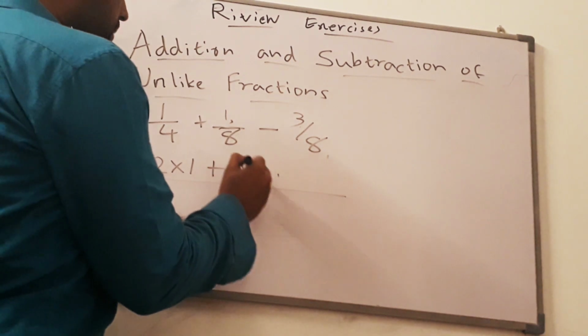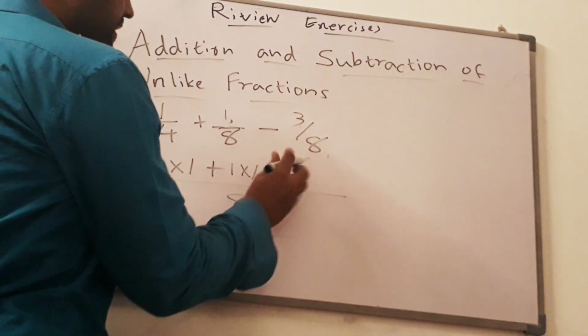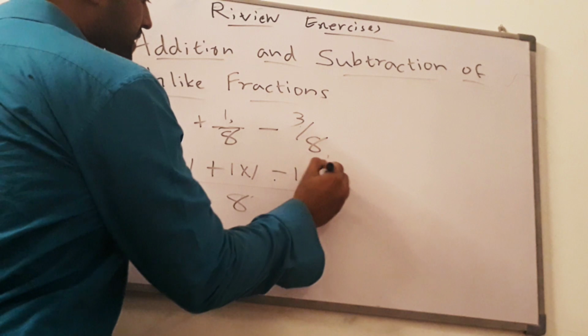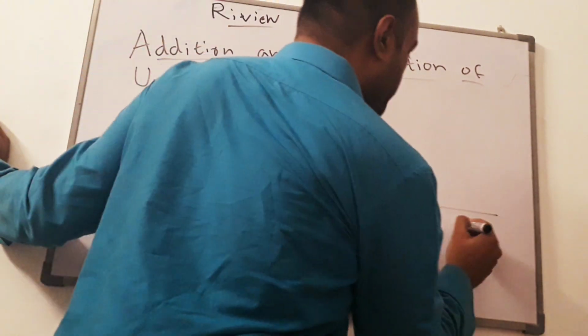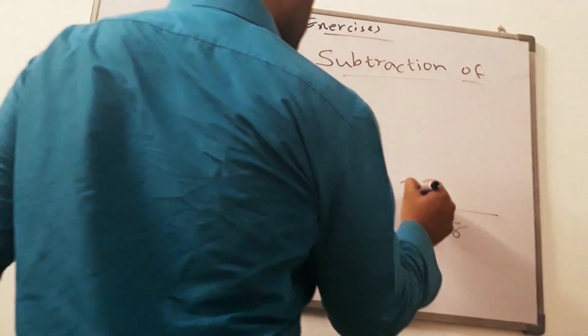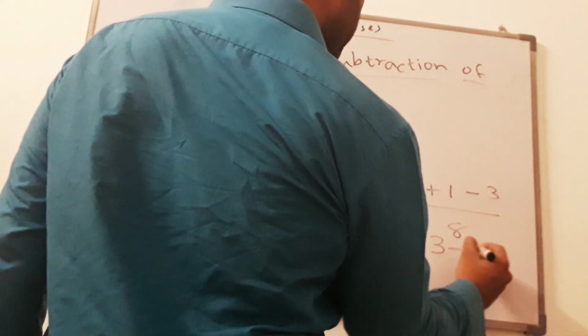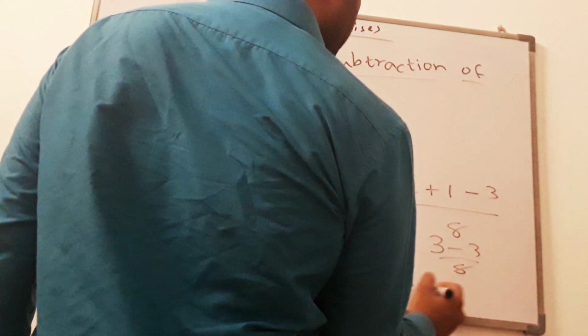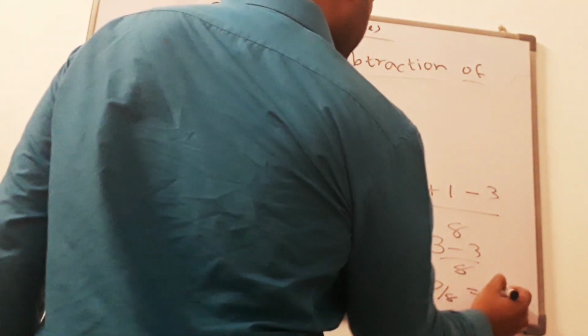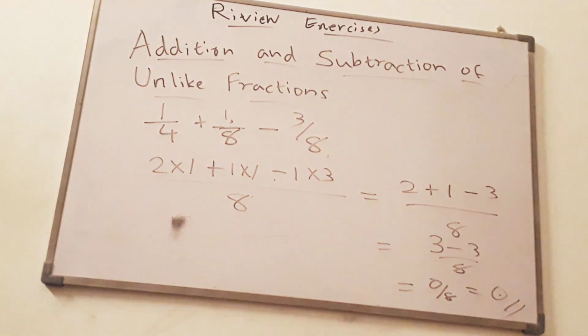plus how many 8? 1 8. 1 times 1. Again 1 8 minus 1 times 3. So it will be 2 times 1 is 2, plus 1 times 1 is 1, minus 3. So it will be 3 minus 3 over 8. Answer is 0 over 8. That means 0 is the answer.